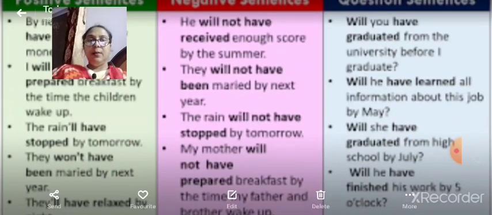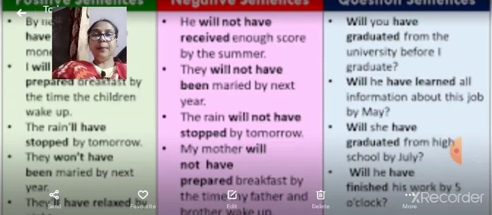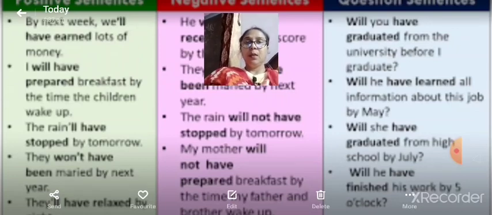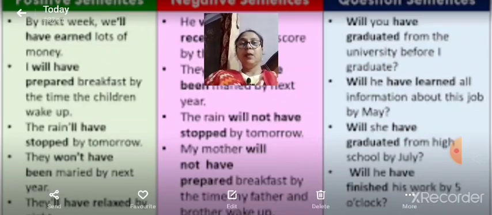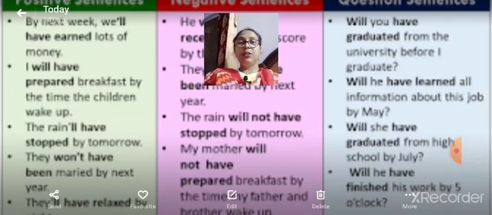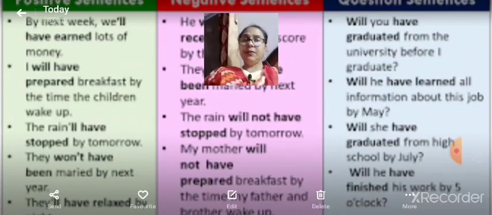And after that, I am going to give a few more examples of positive sentences. By next week, we will have earned lots of money. I will have prepared breakfast by the time the children wake up. The train will have stopped by tomorrow. These are examples of positive sentences in future perfect tense.